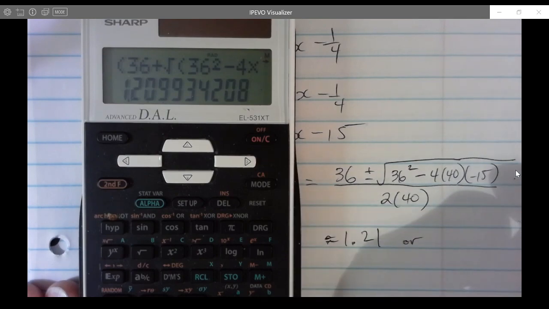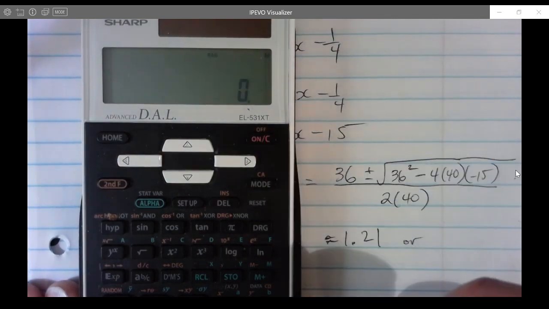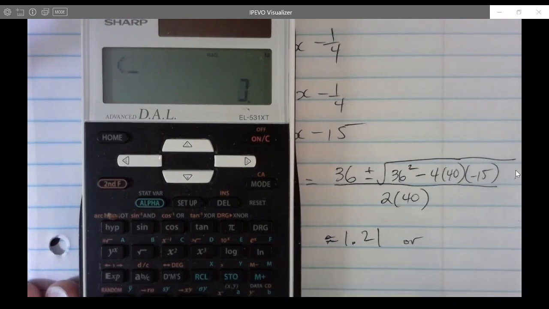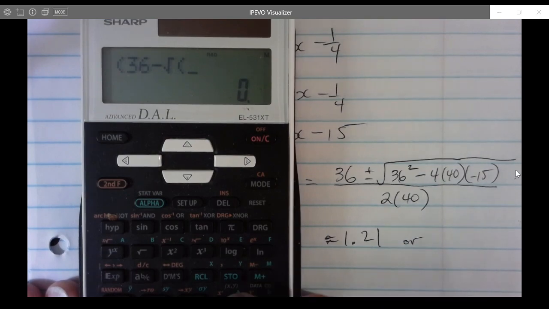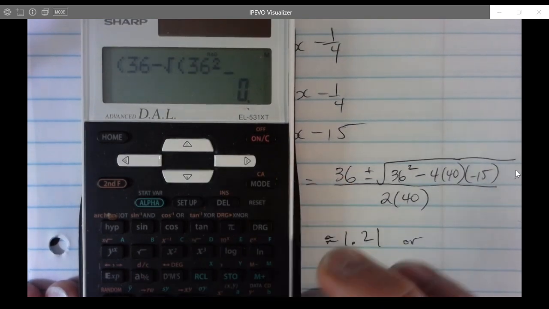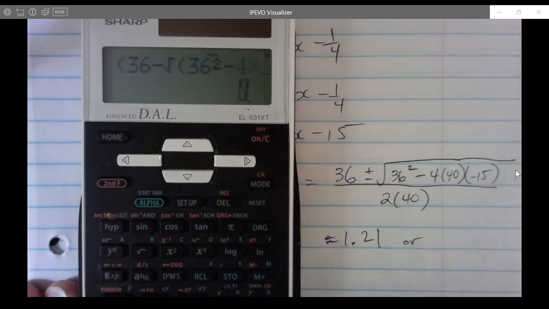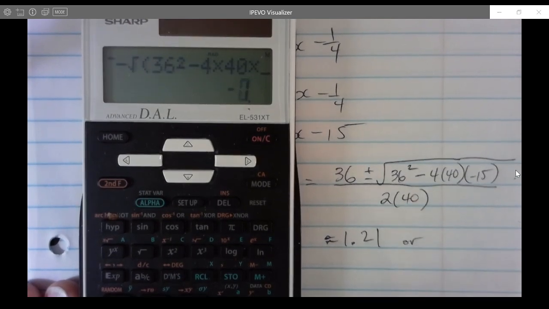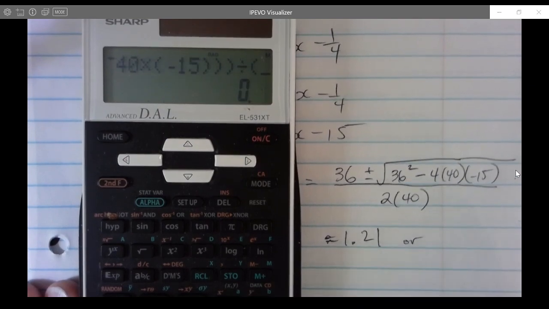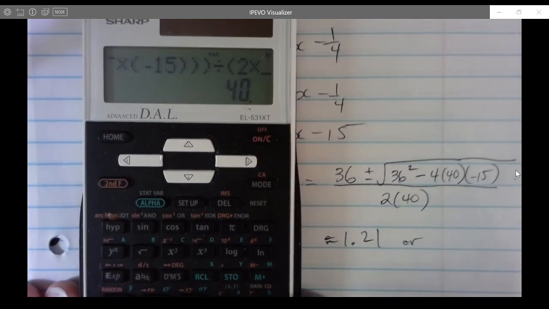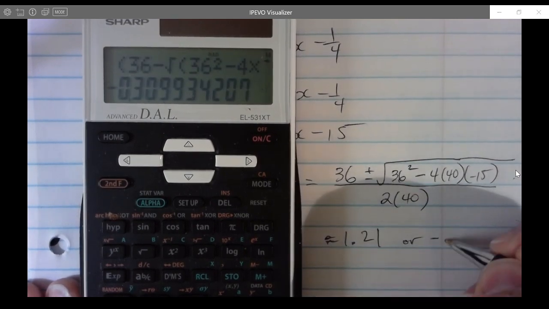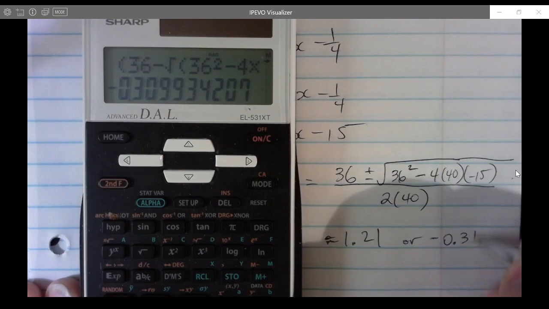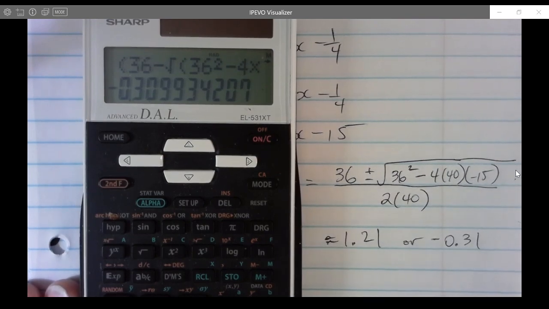Or the other answer is, watch me do it one more time. Open a bracket, 36 minus the square root of open a bracket. 36 squared minus 4 times 40 times negative 15. Close the bracket for the radical. Close the bracket for the numerator. Divide. Open a bracket for the denominator. 2 times 40. Close the bracket for the denominator and hit equals. And yep, that was the other answer. 0.31. Now, what if you wanted exact answers instead of decimals?